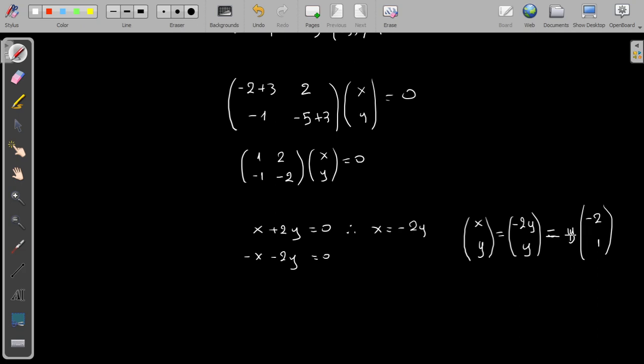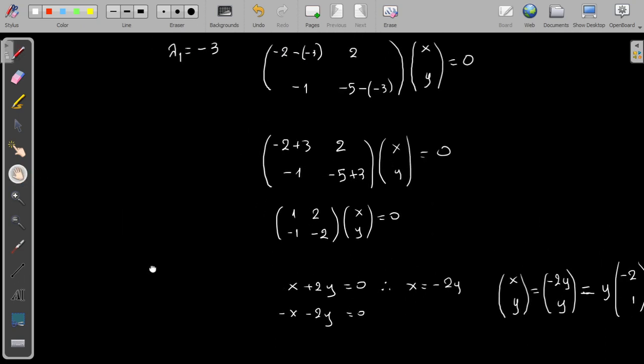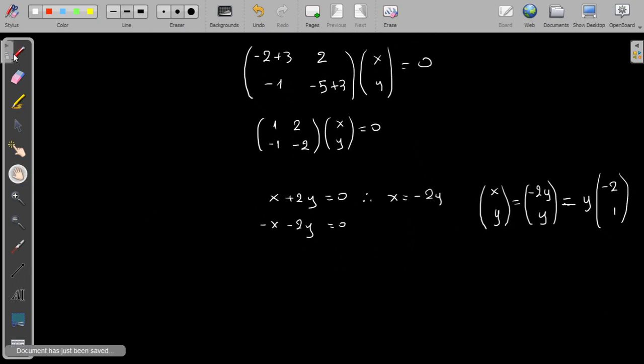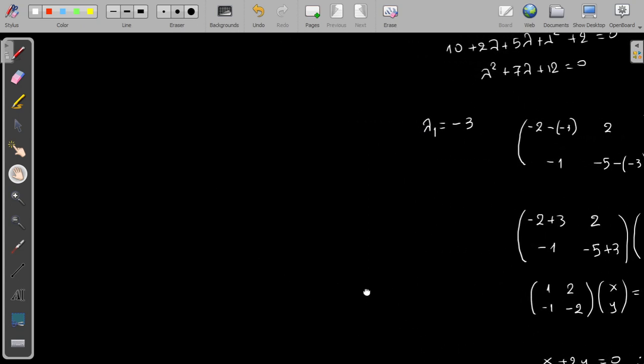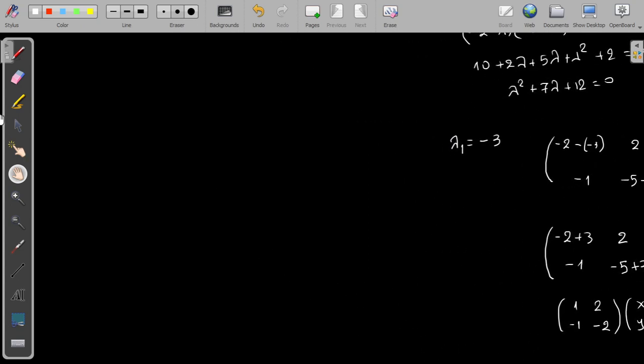If you multiply minus 2y, y. So you always pull out the variable. So this is the eigenvector that corresponds to this eigenvalue. So basically, when my eigenvalue lambda 1 equals minus 3, then the corresponding vector is minus 2, 1. Now I'll go and solve exactly the same with the other eigenvalue.